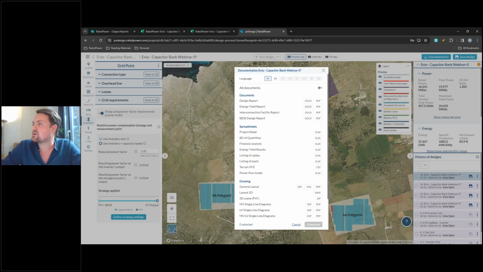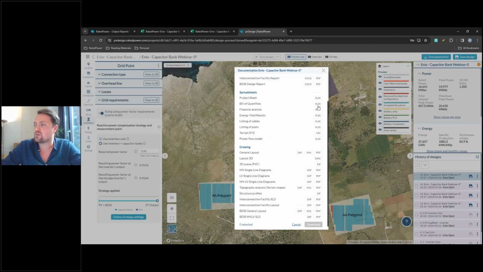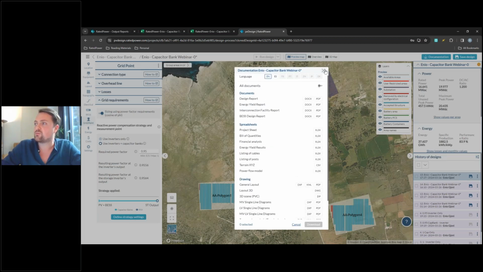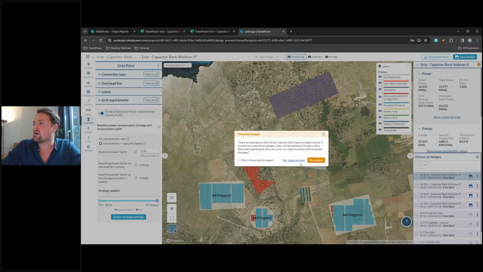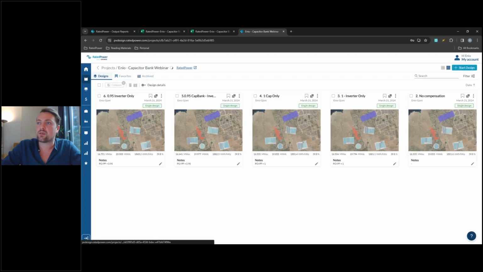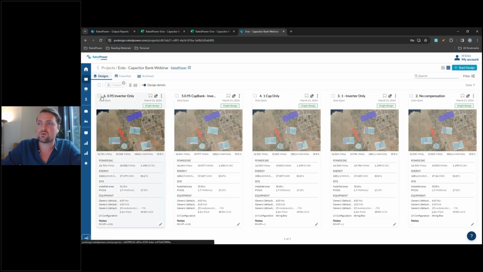After running the design, we will have different documents that will be automatically generated by RatedPower, where we can see the capacitor bank within the documents. Another thing to note is the comparison tool, which can be quite useful in these cases.